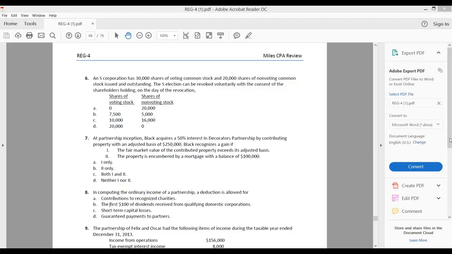Yes, exactly. Guaranteed payment is also a separately stated item, but all of the others are not ordinary income deductions. They are only a separately stated item, whereas a guaranteed payment has a dual role, right? It's also an ordinary income deduction and it is a separately stated item. So therefore option D is the correct answer.